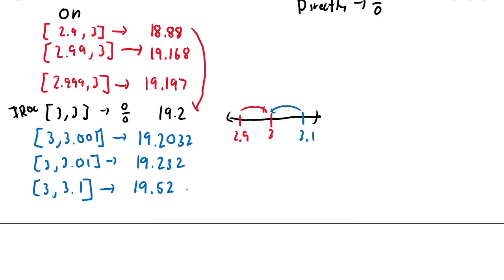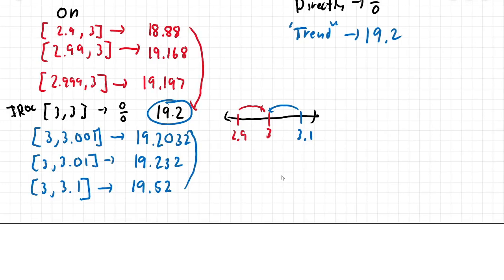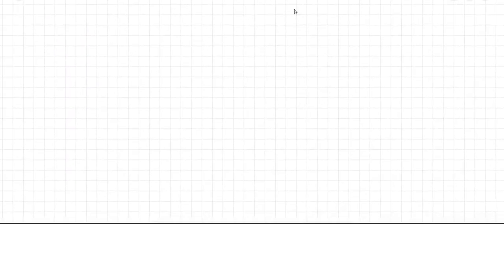And the key is that when you consider these trends, what you'll notice is that they tend towards this value 19.2. And it turns out that if we're trying to find the instantaneous rate of change, and we're using a trend, we can extract that it should be 19.2. So the question that I want to ask today is, well, what does this actually mean? How can we formalize this? So the general idea here is that of a limit.